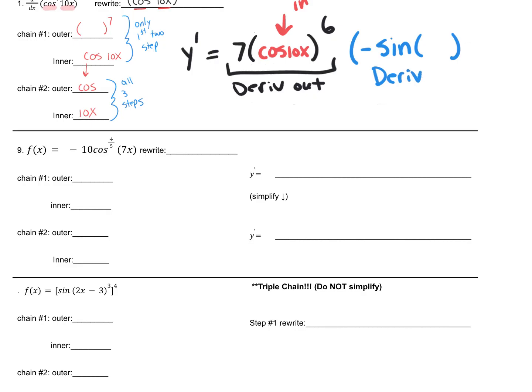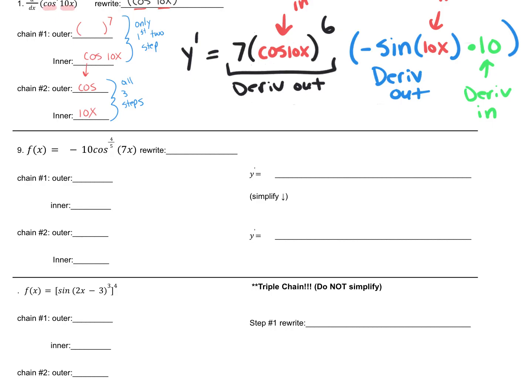Now we go to the second step and we plug in the inner as is. So that goes right here, 10x. So that is the inner as is. And finally, on the last chain, don't forget that last step. What's the derivative of the inner? The derivative of 10x, using the power rule, is times 10. All right, so that is our derivative of the inner.